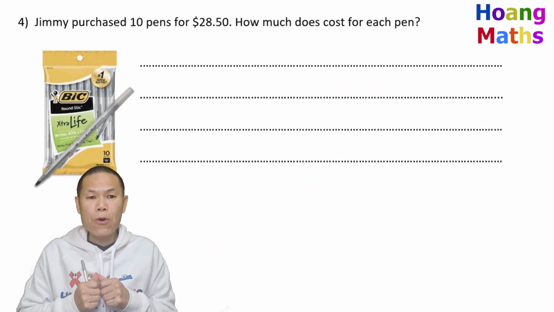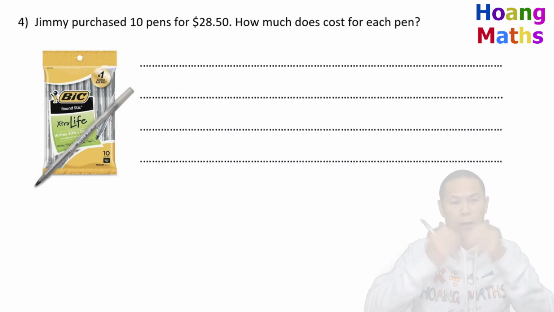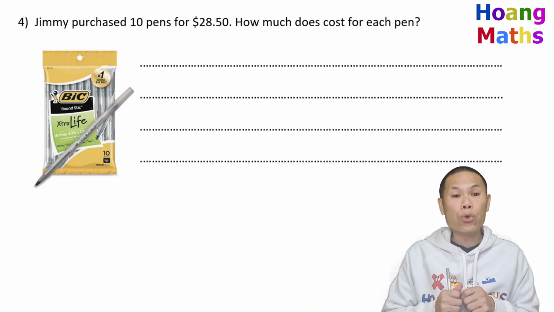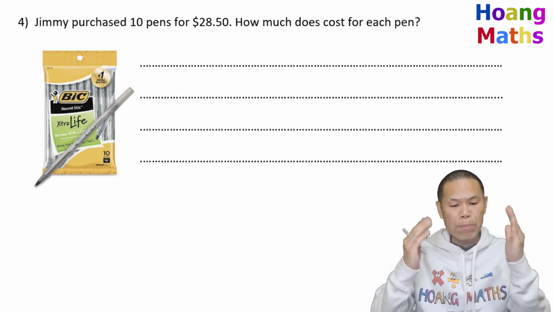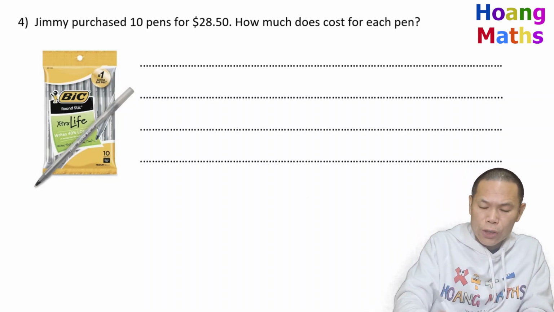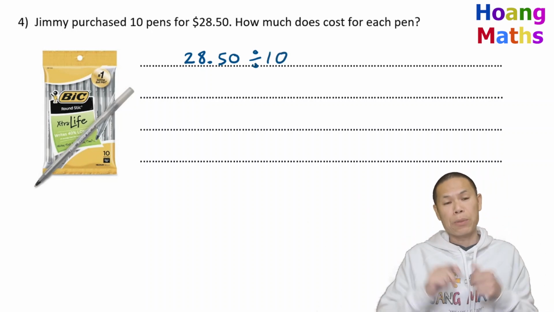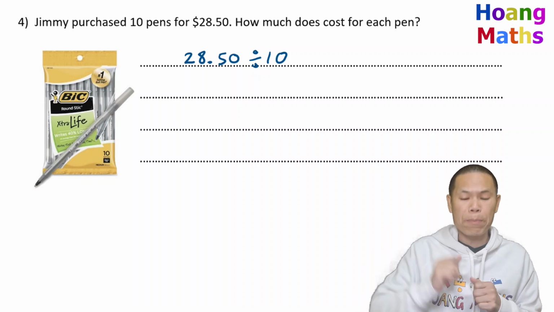Please pause the video and try this one yourself. Hi there, I'm back. How did you go? So let me just go through it with you. So we need to work out how much it costs for 1 pen. So we just go 28.50, which is divided by 10. Okay, as simple as that. Because we need to work out how much it costs for 1 pen.